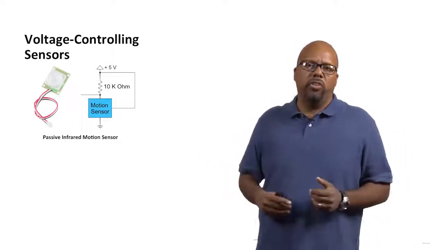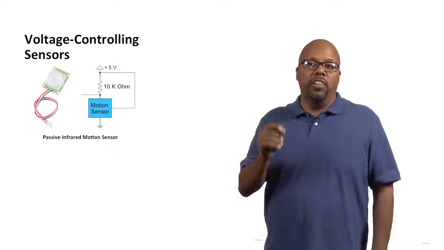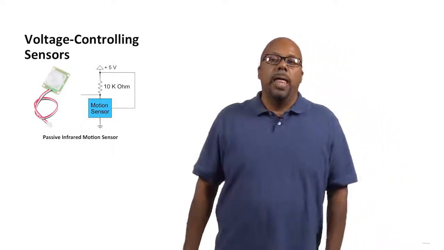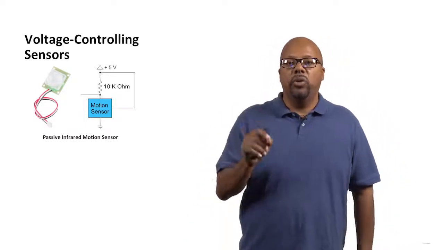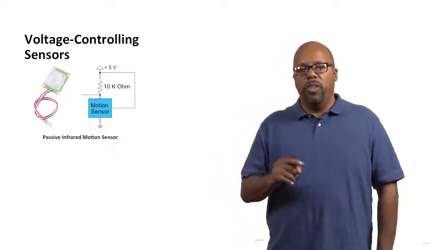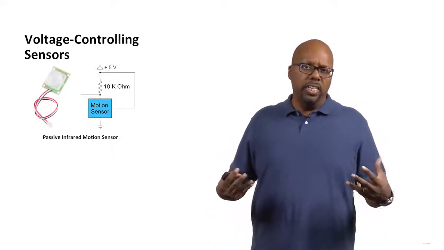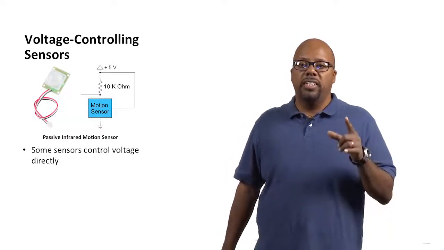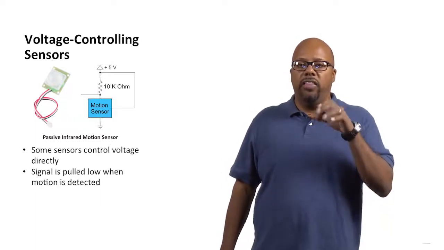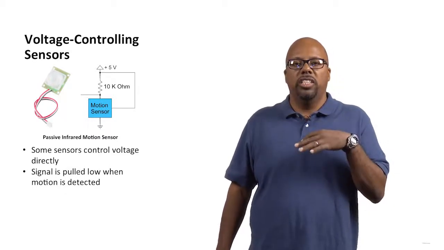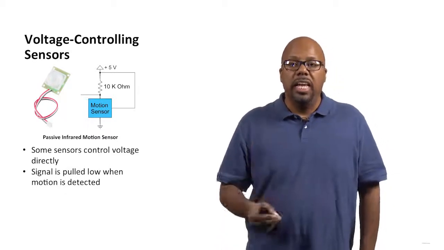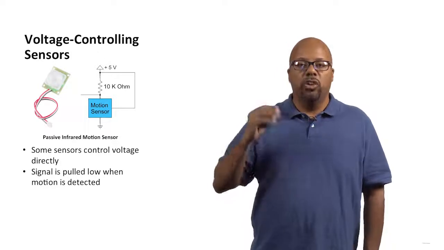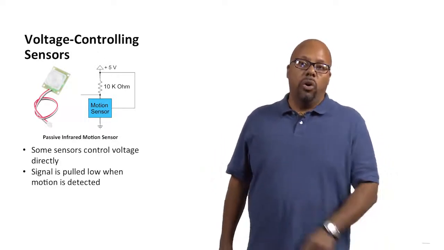Some analog input of the Arduino. So the pin on the top is the one of interest, the signal of interest, right? And that pin is going to have a voltage assigned by the motion sensor. The way this particular motion sensor works is it pulls a signal low when motion is detected. So when it senses motion, it sets that voltage on top to 0 volts. Okay? So that's what's going to happen.